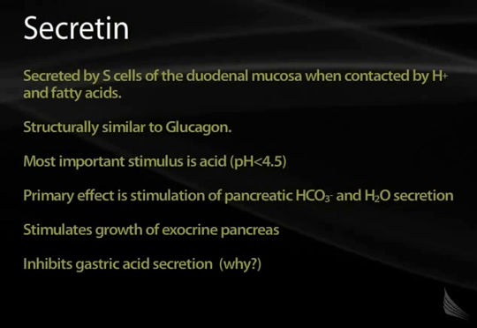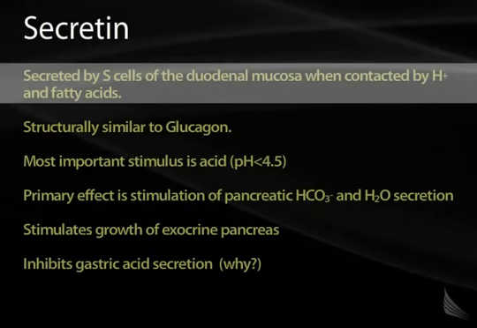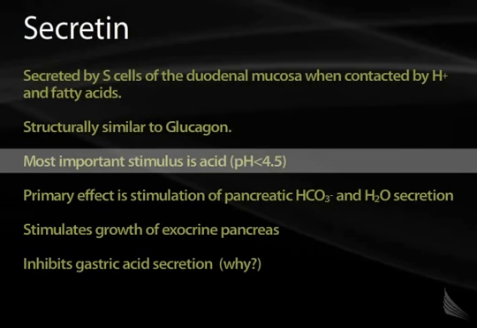Secretin is the third true hormone of the GI tract. It's secreted by the S cells of the duodenal mucosa when it's contacted by acid and fatty acids. It's structurally similar to glucagon, and the most important stimulus for its secretion is acid with a pH of less than 4.5. Therefore, when gastric contents come into the small bowel or duodenum, S cells are contacted and secretin production occurs.